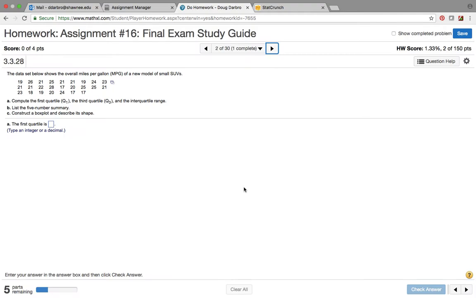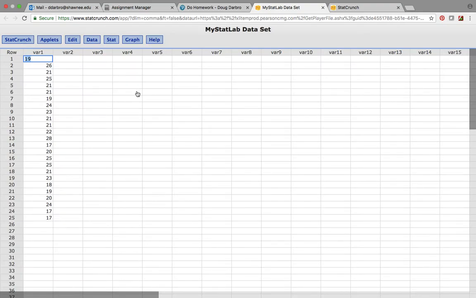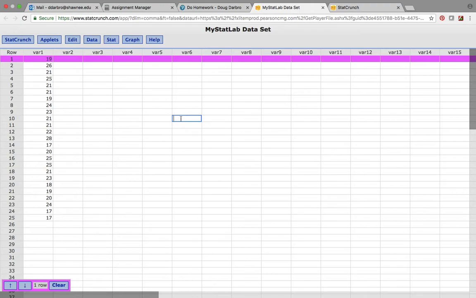Okay, the data set below shows the overall miles per gallon for a group of cars. Let's see what we need to do. We need to find the first quartile, third quartile, and IQR. We need to list the 5-number summary, construct a box plot, and describe its shape. I'm going to take this into StatCrunch, and again, you'll have StatCrunch available to you on the final exam. So always check that first row.